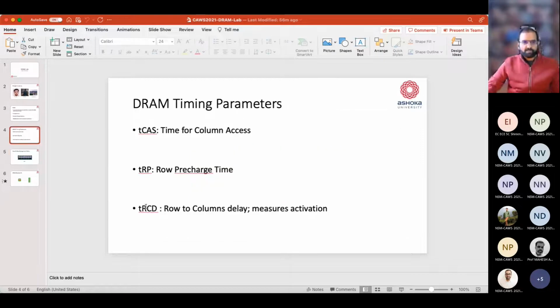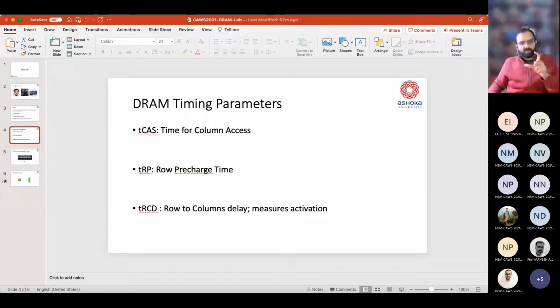Right. So RCD is row to column delay, which essentially means that there is a certain amount of time. You have to first activate the row, and activating the row essentially means taking that row and bringing it down to the sense amplifier. That takes a finite amount of time, right? So you have read this particular row of your array and brought it down to sense amplifiers. It's a non-zero amount of time.